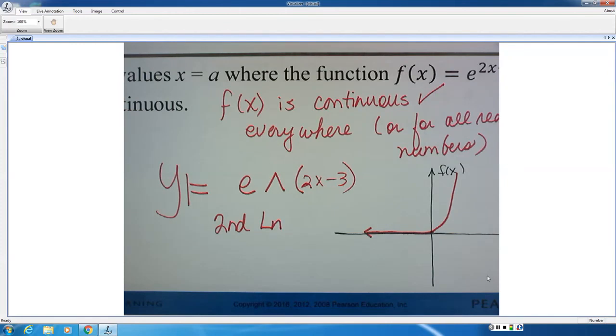Because you can trace on that function as far left as you want to, as far right as you want to, and you're never going to hit an x that it can't plug in. So that one is continuous everywhere, or continuous for all real numbers.